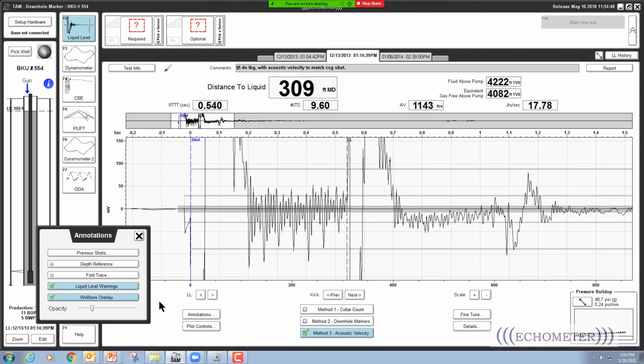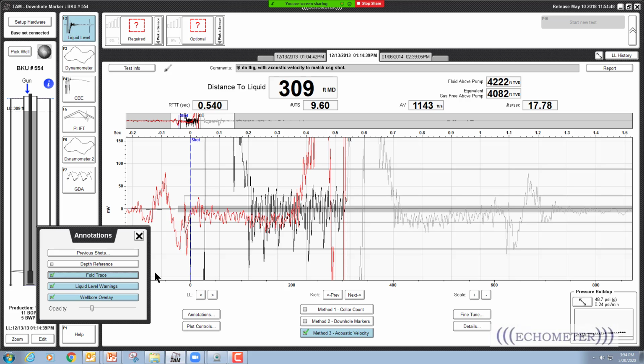So go into annotations, fold the trace, and if we're right there at that kick, then the beginning of the shot and the upkick right there, they match up. So that's, I guess, a down kick from the repeat of the hole. The fold trace will let you fold the trace and see if the kicks, when they are folded, the beginning of the shot and the repeat echo match up at the beginning of the shot. So that shows they match up.